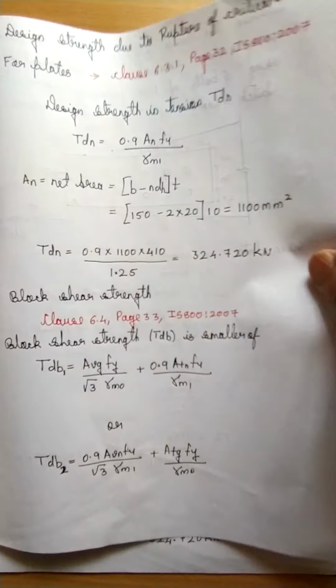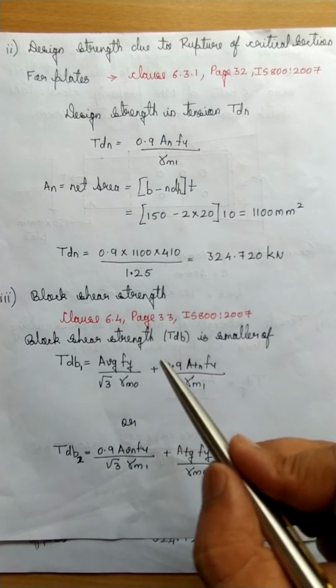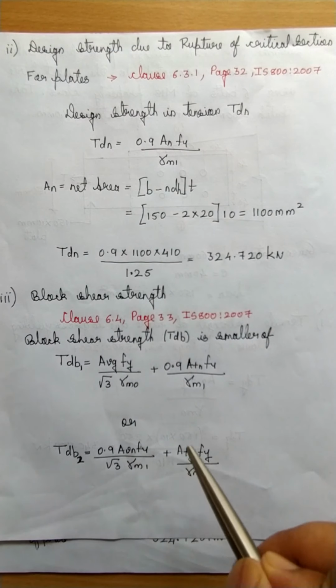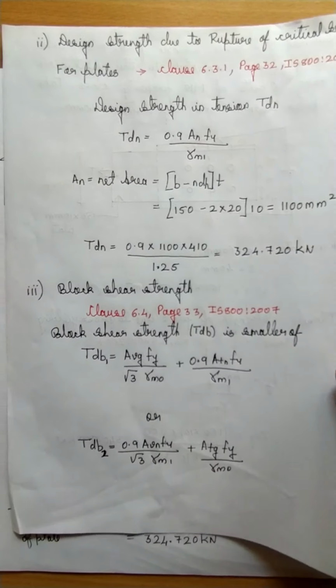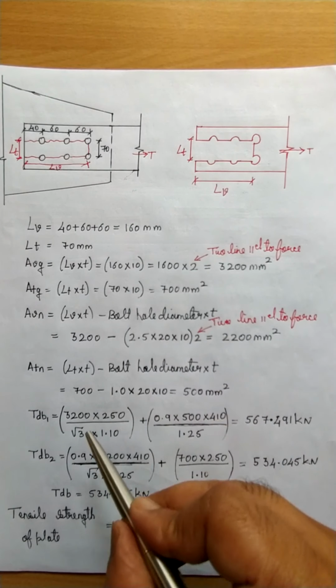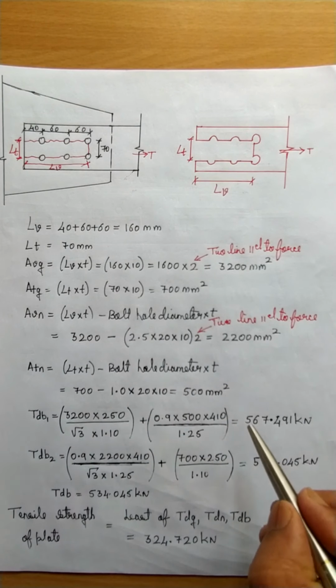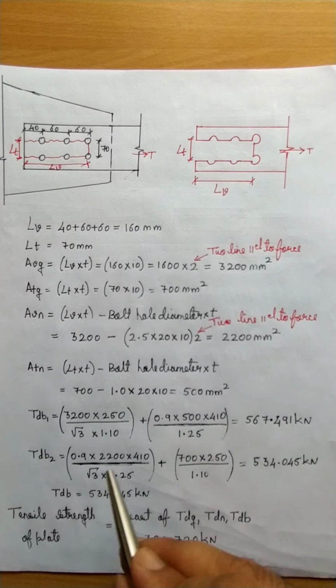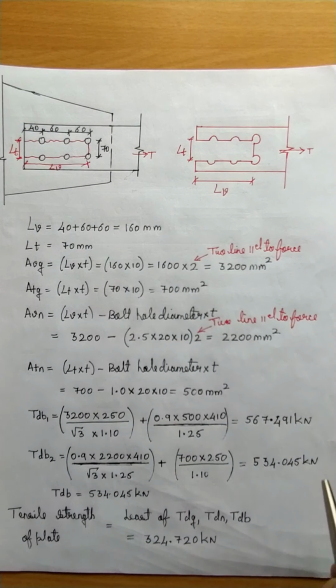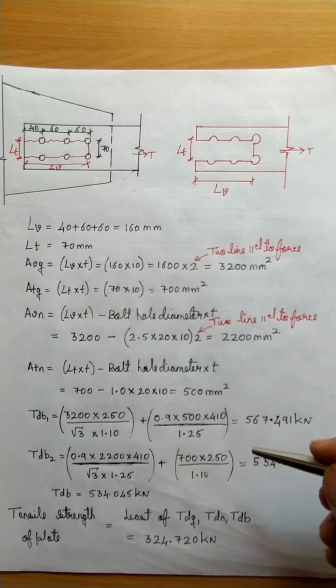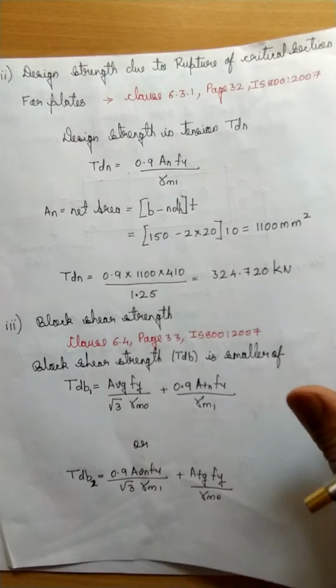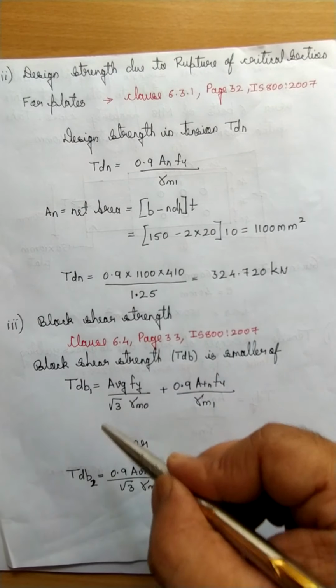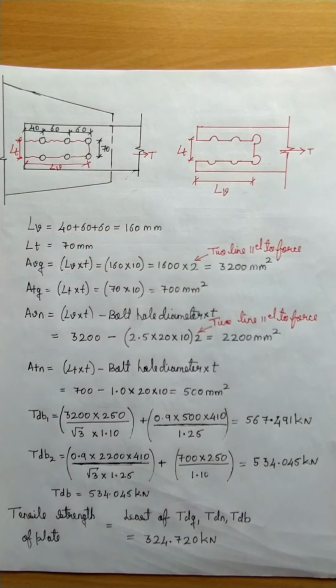So, this is the formula as per the codebook. So, we substitute in this AVG, ATN, AVN and ATG and other components, and get the answer. After substituting we get TDB1 as 567.491 and TDB2 as 534.045. So, which is least among this? Because we can clearly say that block shear strength is the least of TDB1 and TDB2. So, the least out of this is this one. So, TDB is 534.045. Now, we shall compute what is the tensile strength of the plate.